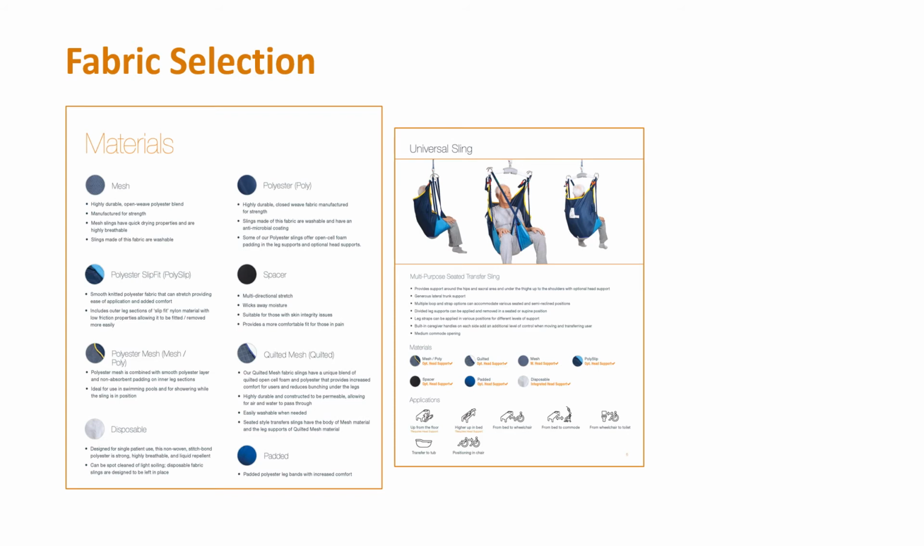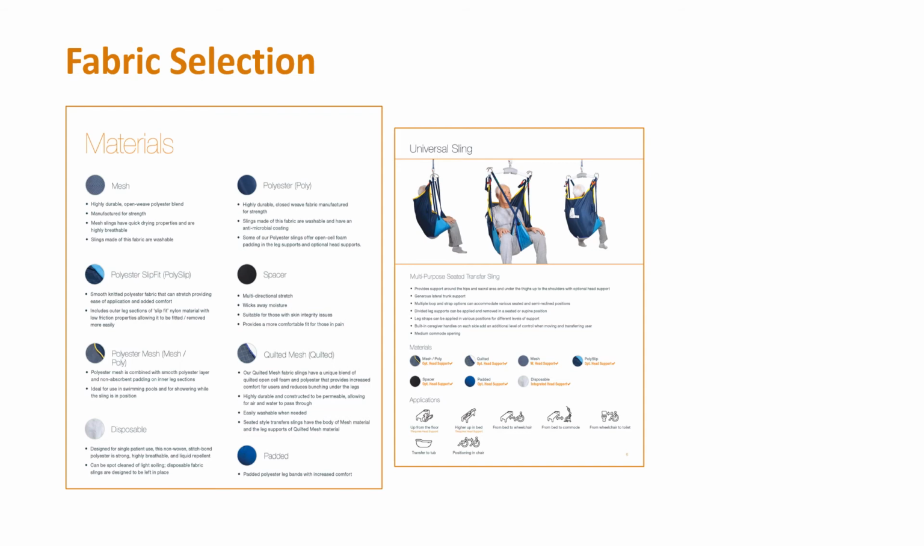Poly slip slings are constructed of polyester and slip fit fabric. These slings are made of a durable, breathable, smooth knitted polyester fabric which can stretch, providing added resident comfort, and the outer leg sections are constructed of a slip fit fabric, a low friction nylon fabric which allows the leg bands to be easily fitted.